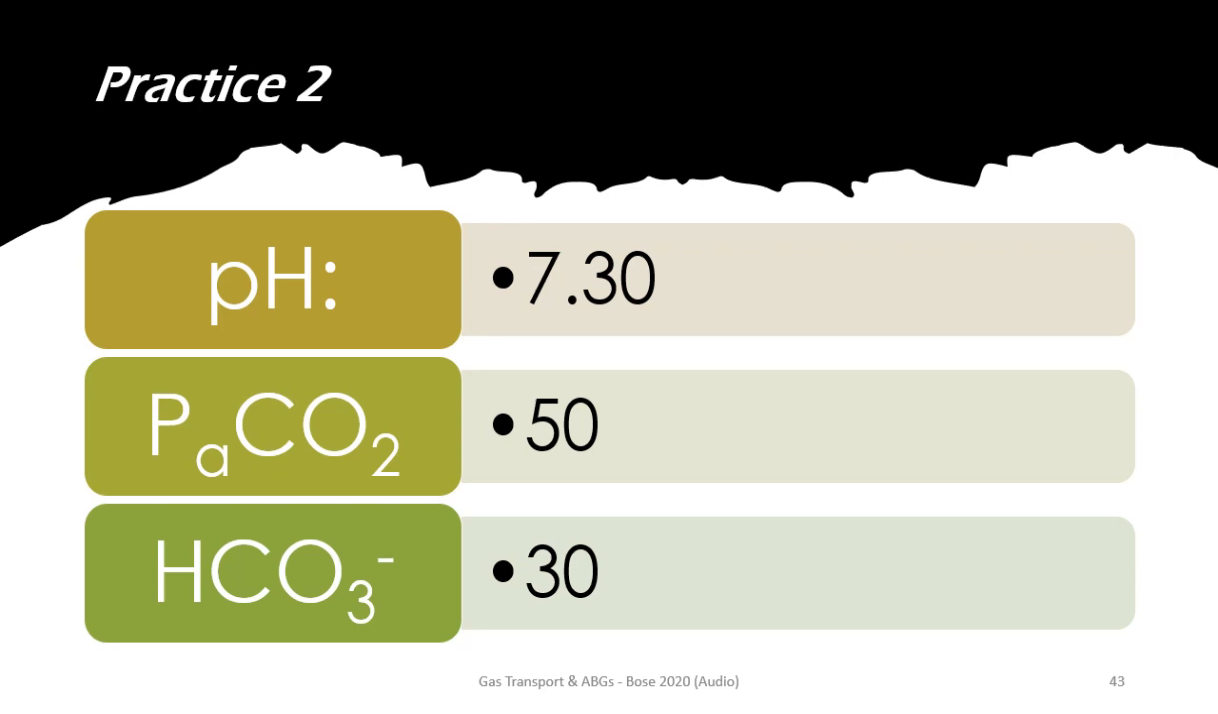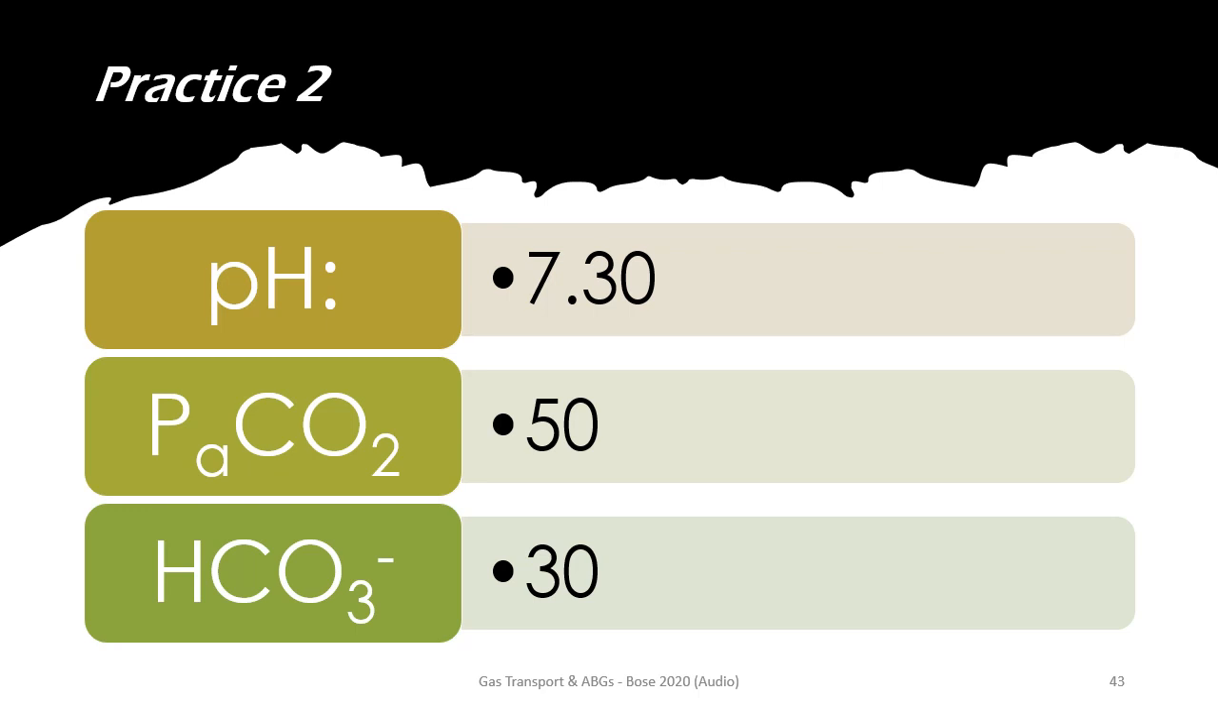Let's do another practice arterial blood gas analysis. On the screen, there are three values that matter to the ABG analysis: the pH, the PaCO2, and the bicarbonate. The questions to answer begin with, number 1, is it an acidosis or an alkalosis? To answer that, we can see the pH, and it is 7.30. This is lower than normal range, so we can say that there is an acidosis.